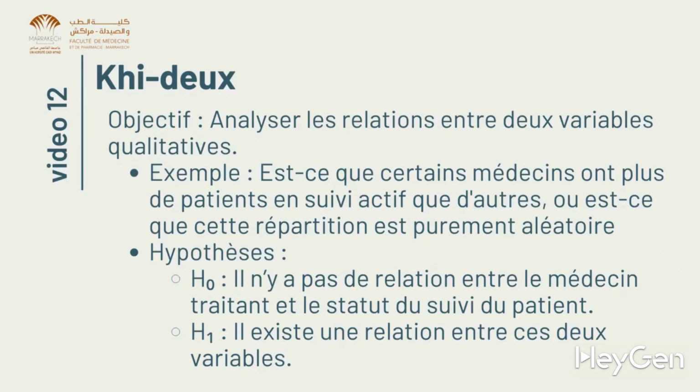We will see how to use the chi-squared test to analyze the relationship between the primary care physician and the patient's follow-up status. Let's imagine a situation where we want to know if the primary care physician influences the patient's follow-up status. In other words, do some doctors have more patients in follow-up? Are some doctors more active than others, or is this distribution purely random?